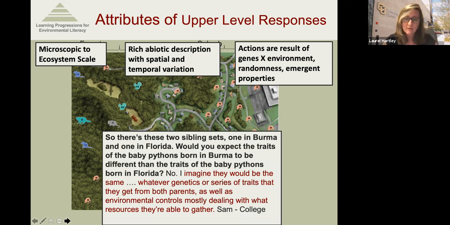For example, so there's these two sibling sets, one in Burma and one in Florida. Would you expect the traits of the baby pythons born in Burma to be different than the traits of the baby pythons born in Florida? No, I imagine they would be the same. Whatever genetics or series of traits that they get from both parents, as well as the environmental controls, mostly dealing with what resources they're able to gather.